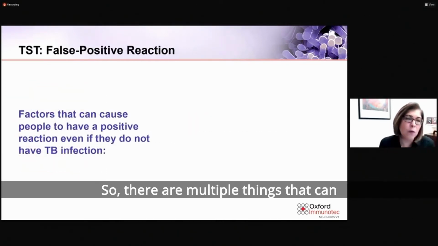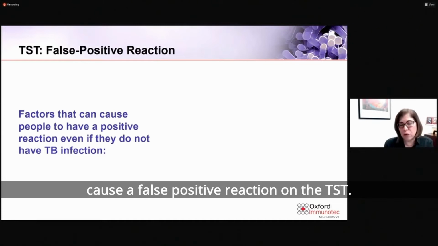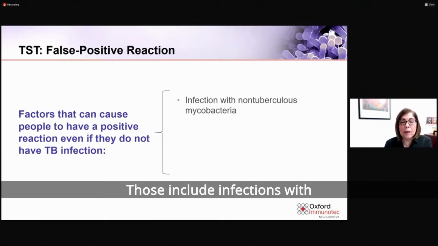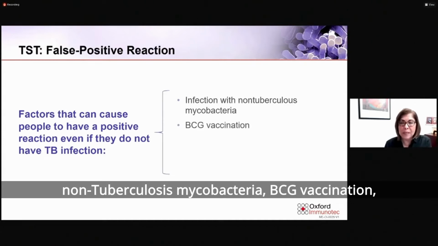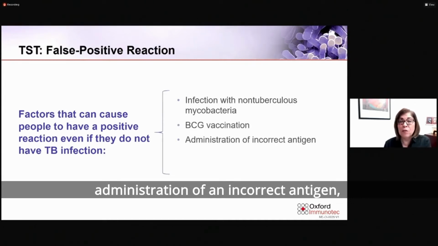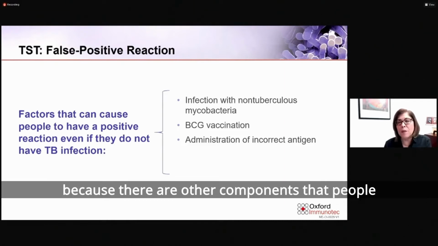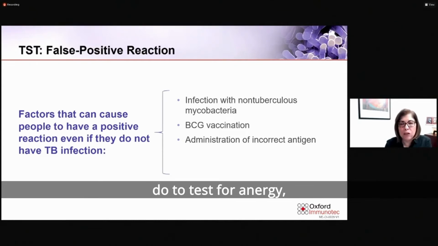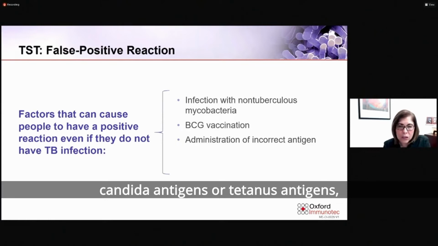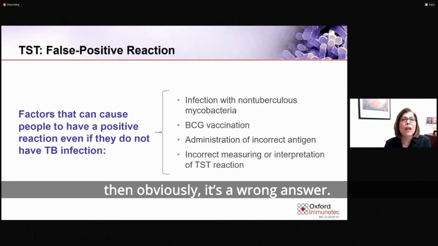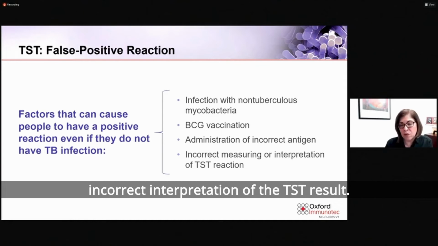So there are multiple things that can cause a false positive reaction on the TST. Those include infections with non-tuberculous mycobacteria, BCG vaccination, administration of an incorrect antigen. And this happens because there are other components that people use to test for allergy, and sometimes they have candida antigens or tetanus antigens. So if somebody uses the wrong antigen, then obviously it's a wrong answer. And then, of course, like I mentioned, incorrect measuring or incorrect interpretation of the TST result.